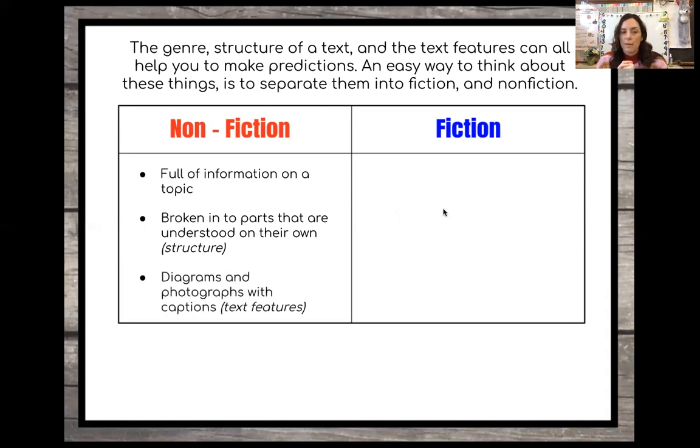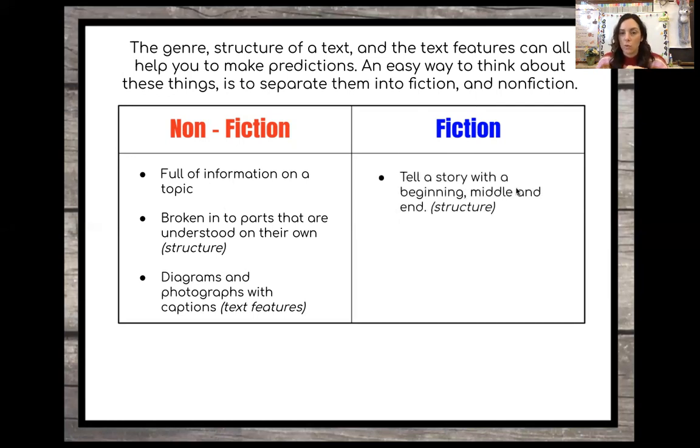Nonfiction texts also have things like diagrams, photographs, captions, and sidebars. All of those are considered text features, and those help you to understand the text and allow you to make accurate predictions.